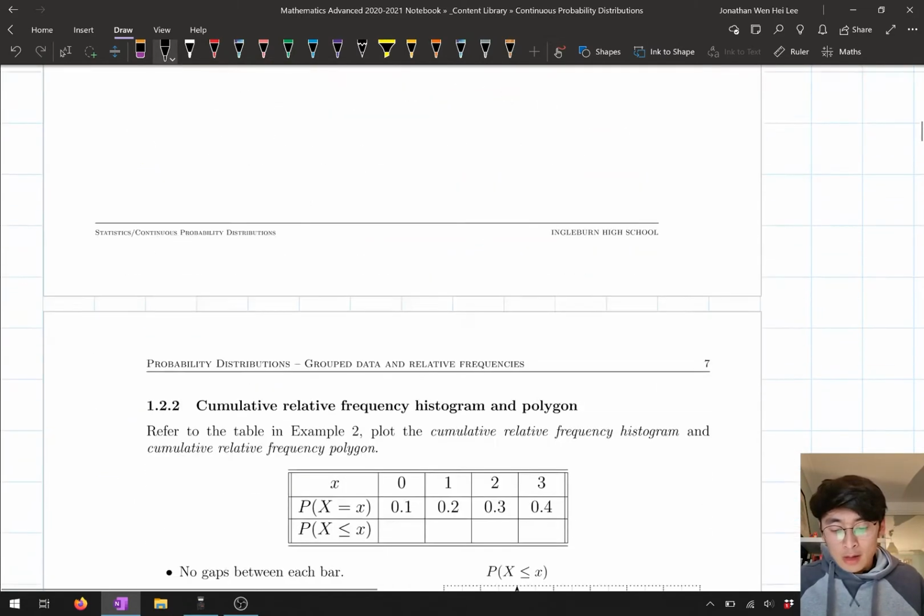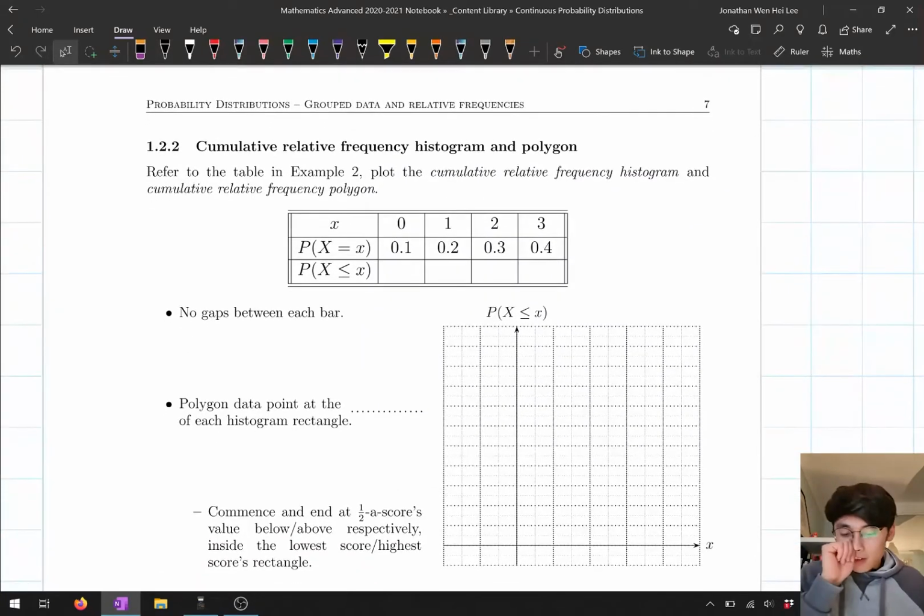Okay, now next one: the cumulative relative frequency histogram or polygon. Just like a cumulative frequency histogram and polygon, where we added up the frequencies all up until that point, what we're going to do now is add up all the relative frequencies, or the probabilities, up until that point. So here, refer to the table in example 2.